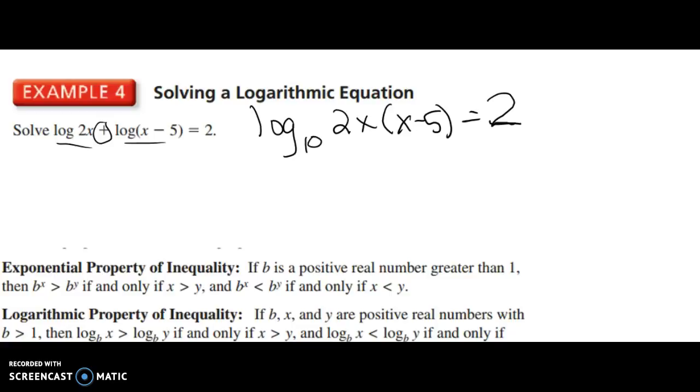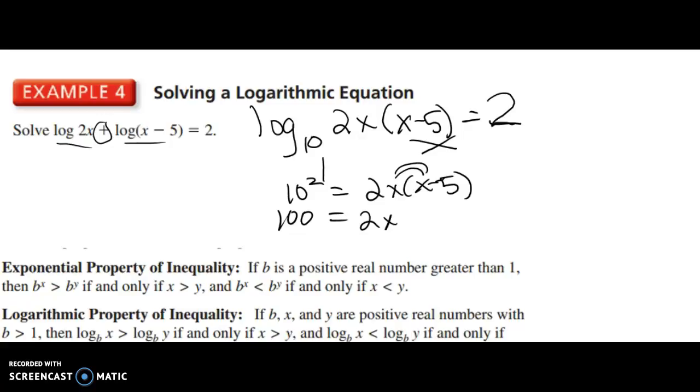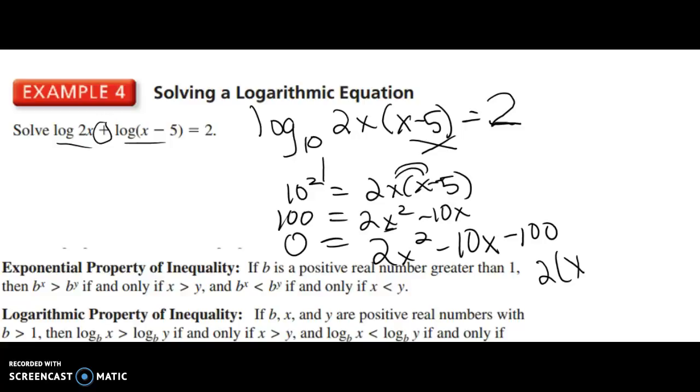Currently, this log has a base of 10 because it's not written there, so we assume it's a 10. So let's do same, change, change. I now have 10 squared equals 2x times x minus 5. I can change 10 squared to 100, and I can distribute on the right side. Whenever you have an x squared type of problem, we're probably going to solve by factoring. So I'm going to set it equal to 0 by subtracting 100 to the other side. I can take a GCF out of at least 2.